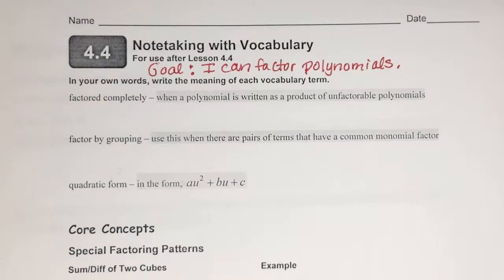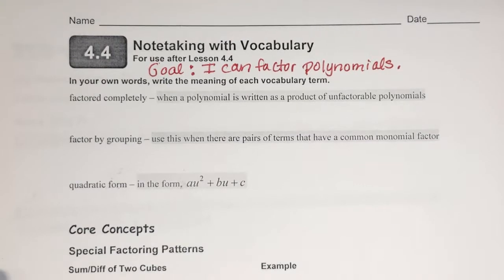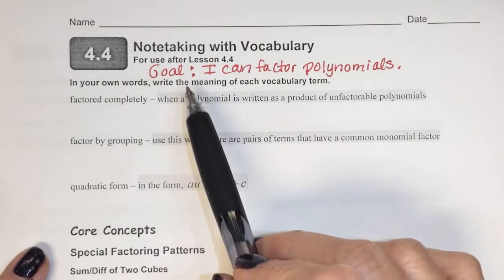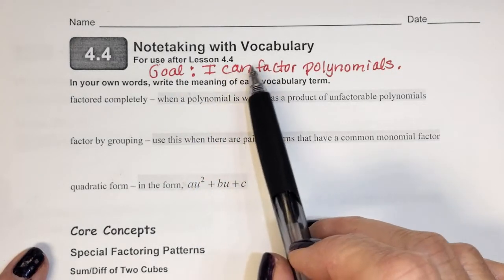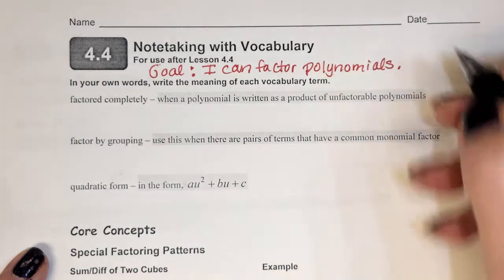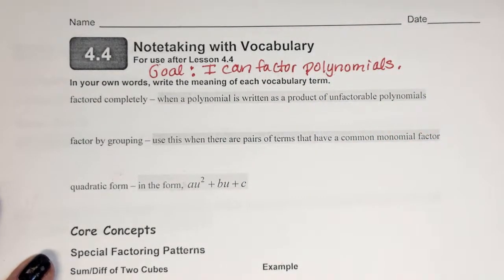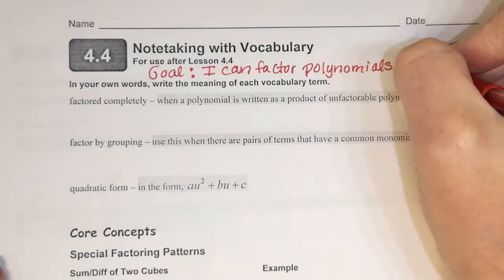Okay, guys, we are looking at section 4.4 in our student journal. This is on page 93. So our goal with this section is to be able to factor polynomials, and in fact, I want to put a word after that. I'm going to say completely, because we want to have them completely factored.